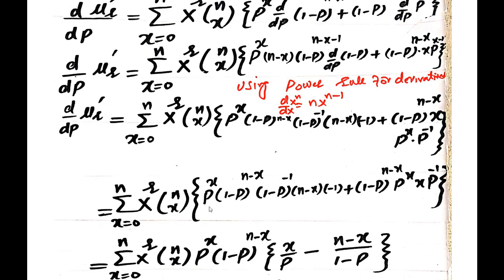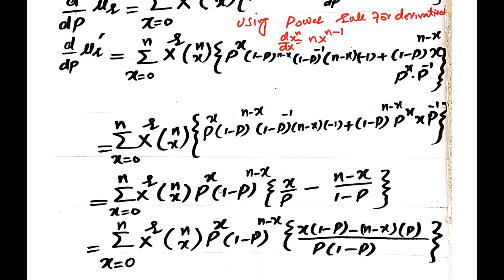Now again, p of x times (1 minus p) power n minus x, times (1 minus p) power minus 1, times (n minus x) power minus 1, plus (1 minus p) power n minus x, times p power x, n dot x, p power minus 1. So the sum of x equal to 0 to n, x power r, nCx p power x (1 minus p) power n minus x.